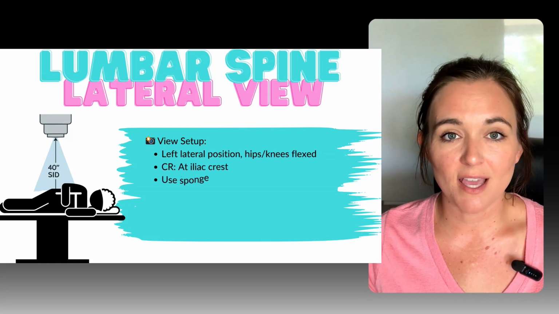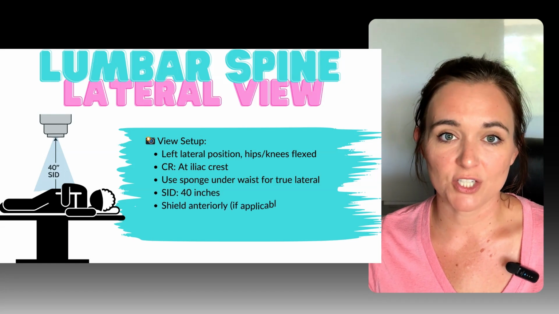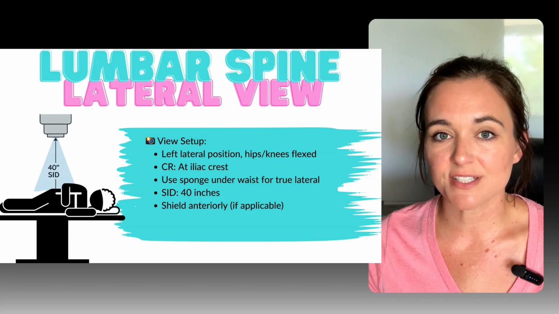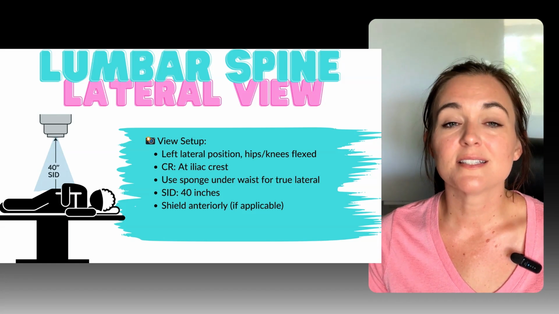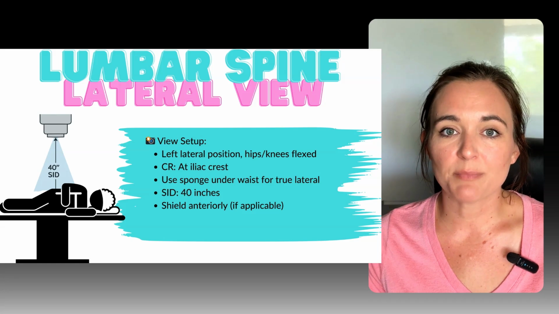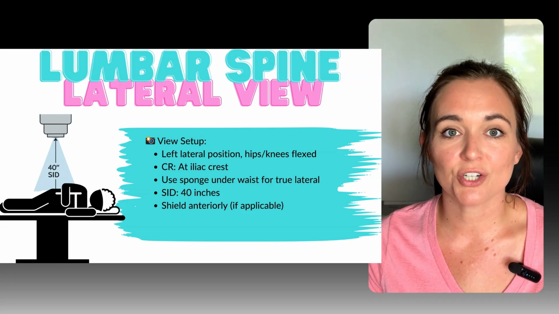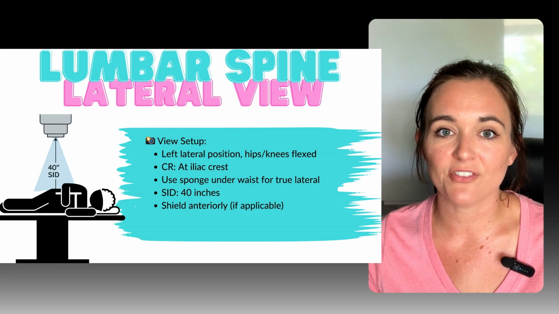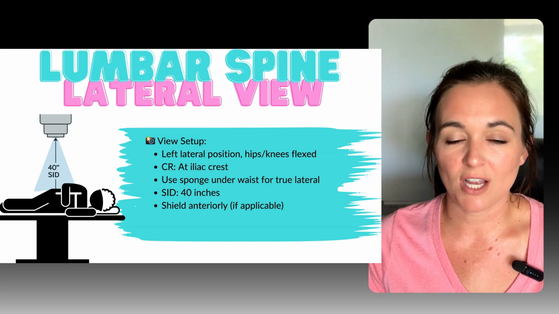Next up is the lateral view, which gives you the best look at disc space height, spinal alignment, compression fractures, and degenerative changes like narrowing or listhesis. Have your patient turn on their left side into a true lateral position. Bend the knees, stack the hip, and use a sponge under the waist to get the spine straight. Most patients curve downward at the waist, so the sponge helps keep everything in a flat, horizontal line. The CR is still at the iliac crest, and your SID is 40 inches again.